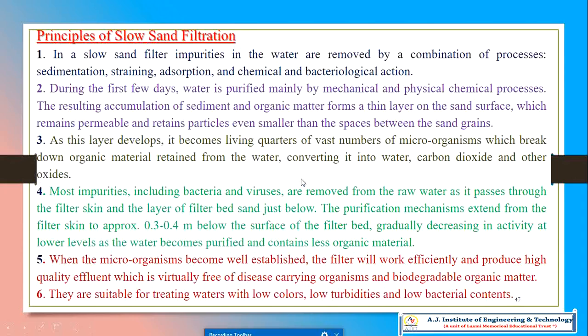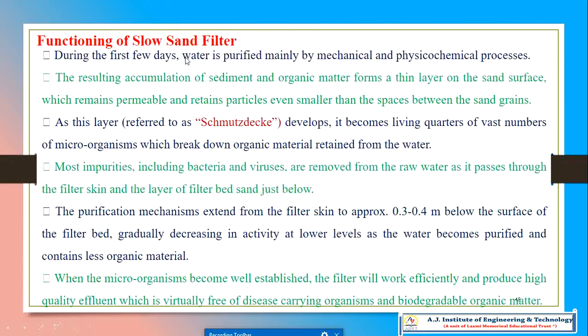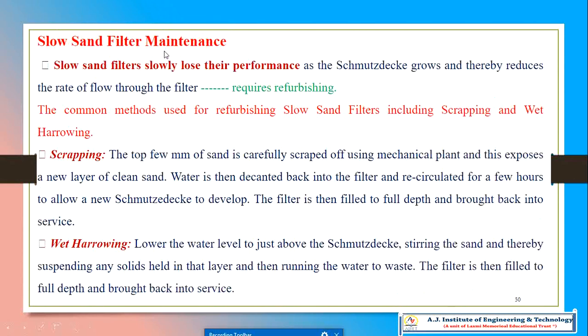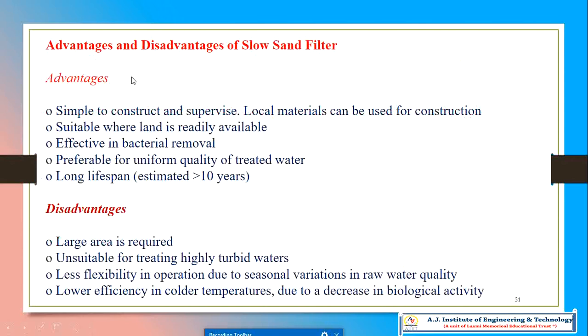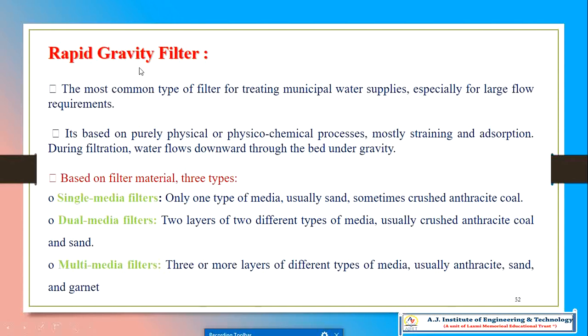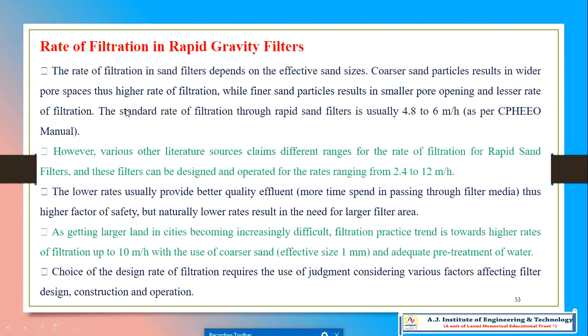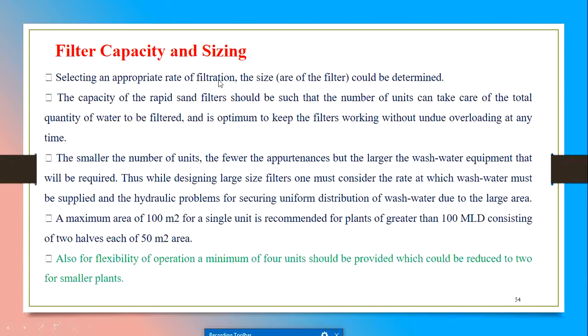In the part 6 video, we studied the slow sand filter, the principle of the slow sand filter, design criteria, and slow sand filter maintenance, advantages and disadvantages. Then the rapid gravity sand filter, with single media, dual media, multimedia, the rate of filtration in the rapid gravity sand filter, as well as filter capacity and sizing.